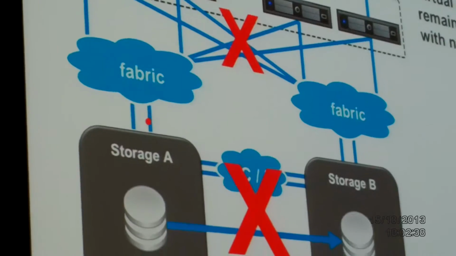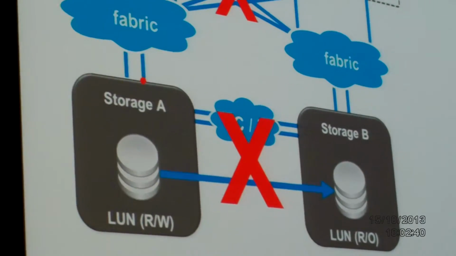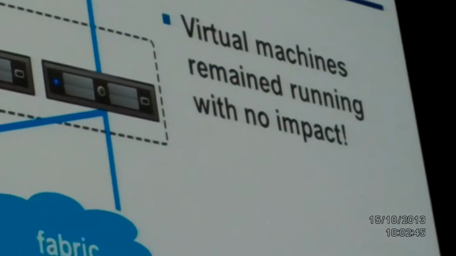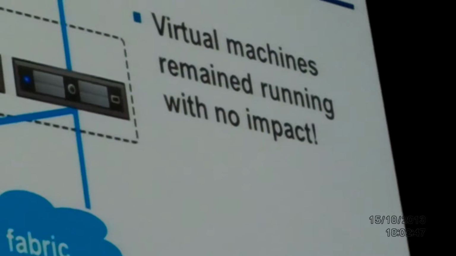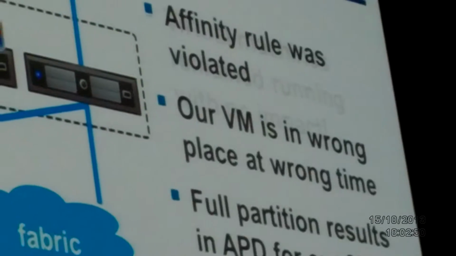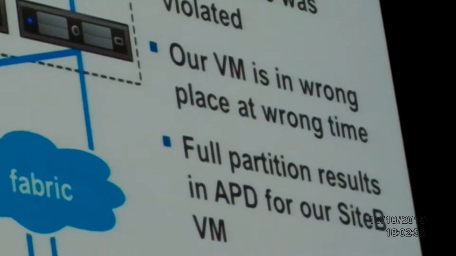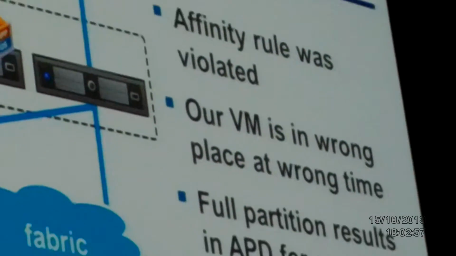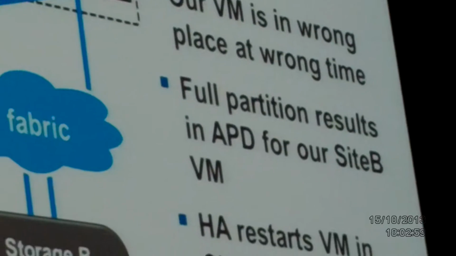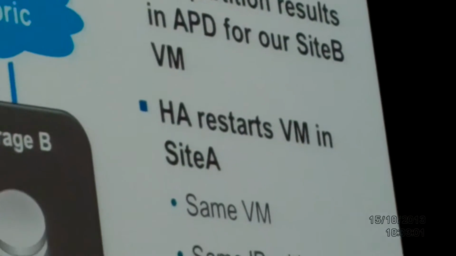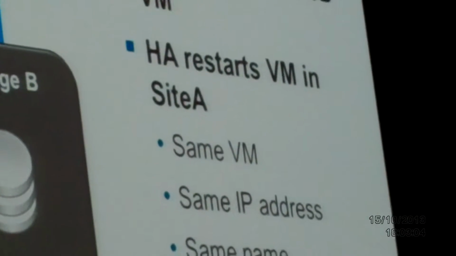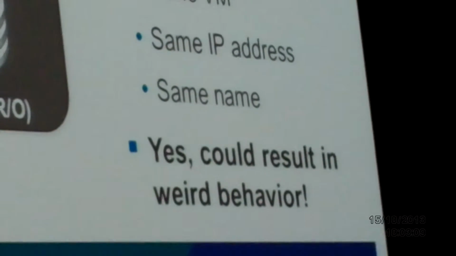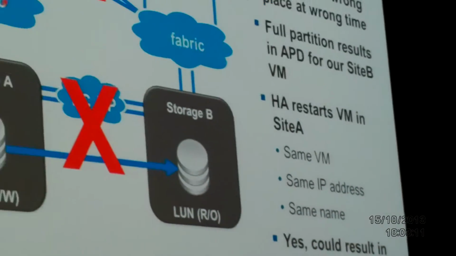Okay, so if the VM is on the right side, then nothing will happen because it'll just stay where it is. Its IO is being served locally, it will stay where it is because the affinity design is in place for host groups and VM groups. If we haven't done that, then the affinity rule is violated when we have a full partition, and essentially the VM could be in the wrong place at the wrong time. And in certain scenarios, that VM in site B, for example, is now trying to access the device on the left-hand side, and it's going to be in an all paths down situation at that time. So again, all paths down is still possible in certain deployments with certain misconfigurations.